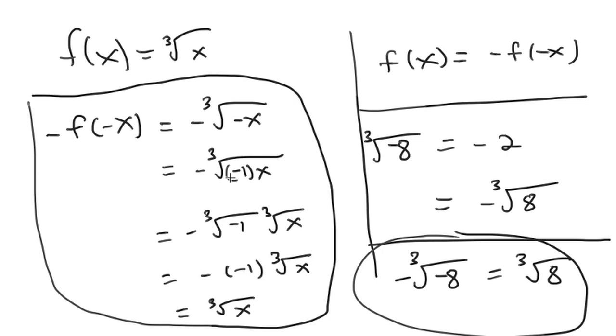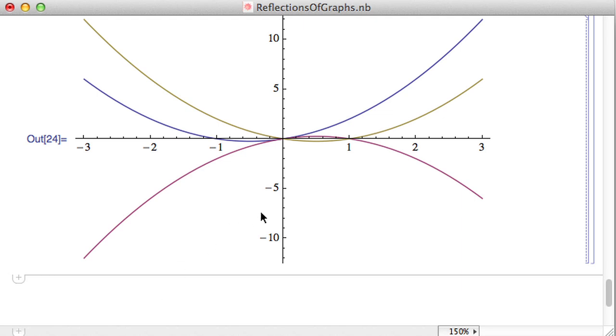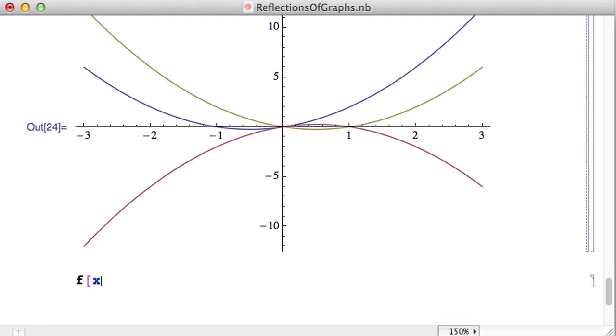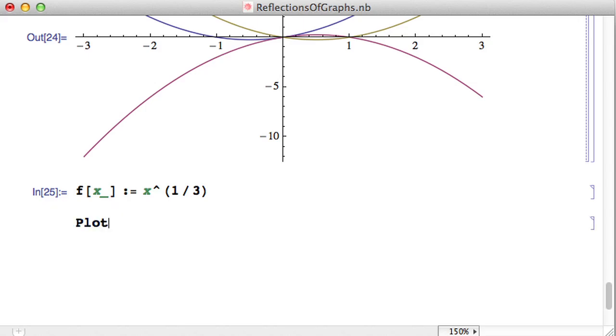Well, let's go back to Mathematica, and let's see something strange. Let's go f of x right here equals x to the 1/3 power. That's cube root. Cube root is 1/3 power. And let's plot f.